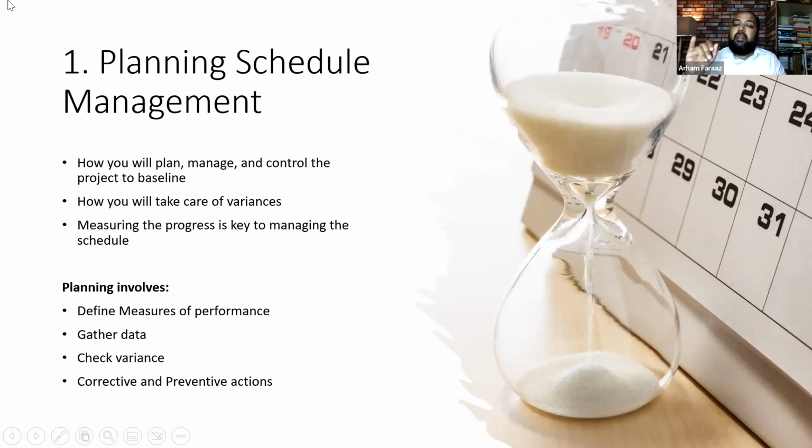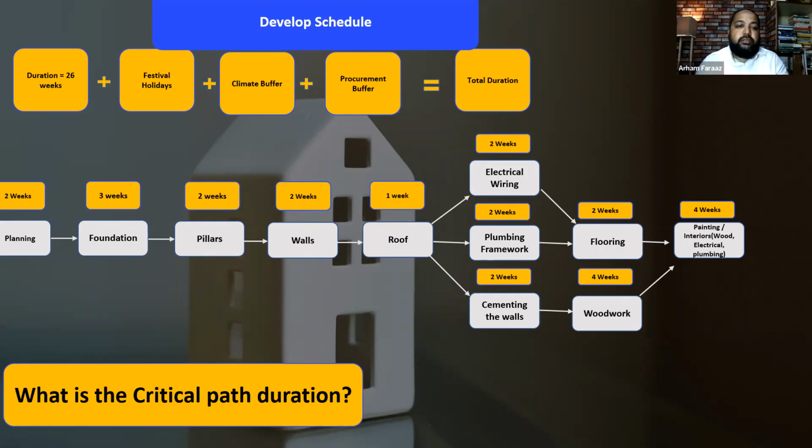Now we are going to talk about all of these things in plan schedule management: how I'll plan, manage, and control the project to the baseline. The baseline could be 26 weeks if you're on a 26 week project. How will you take care of the variances? Let's say, for example, there was a climate buffer issue. You had planned for 2 weeks, and you had rains for a month. Now your project is delayed by, say, 2 more weeks.